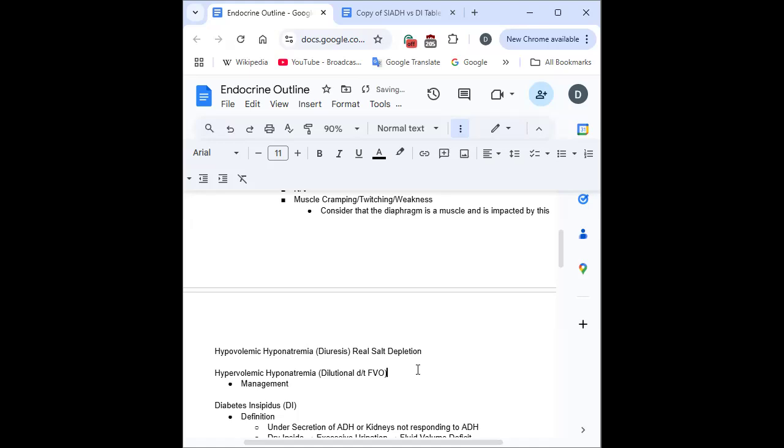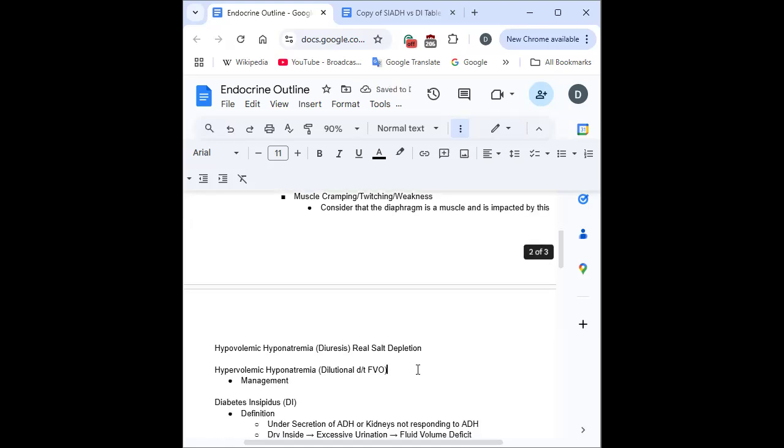Does this make sense? In this case, you have to separate the two. We aren't thinking of this one right here that I'm highlighting, because that's not the situation happening with this condition. This condition is purely fluid volume overload, and the salt is low because of dilution.